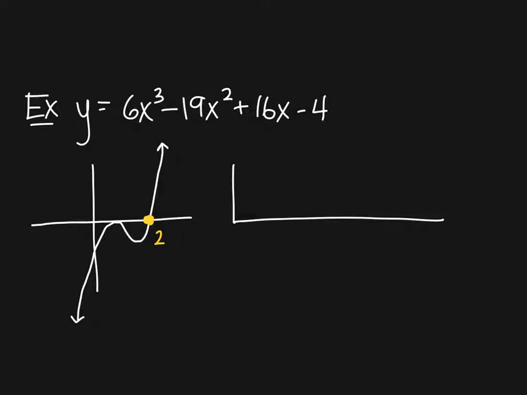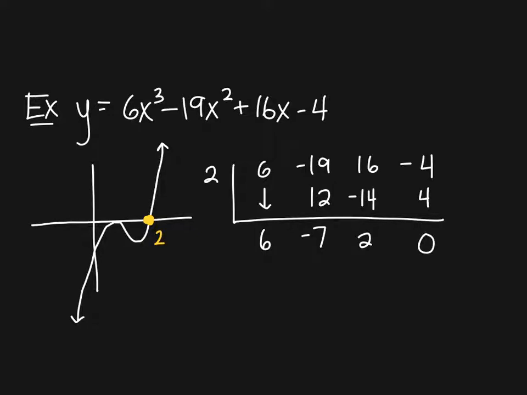Little synthetic division. What we're going to do is take the 6 and the negative 19 and the 16 and the negative 4, and we're going to try 2. And we're going to see what the result is. We think it's crossing at 2. Let's check it out. So drop a 6, carry a 12, drop a negative 17, carry a negative 14, drop a 2, and lo and behold, we get 0. When the remainder is 0, that means that the 2 is actually a zero, or a perfect x-intercept.